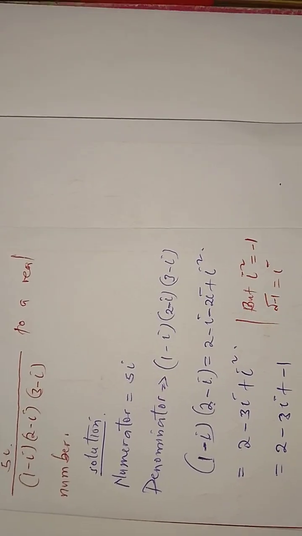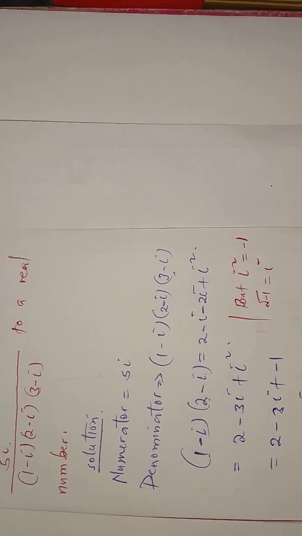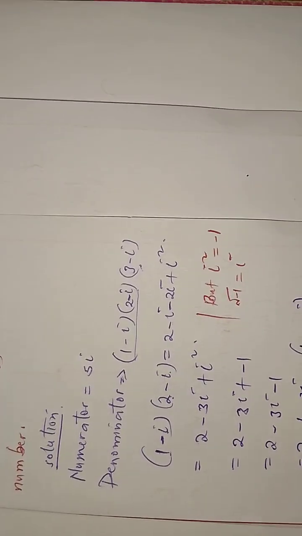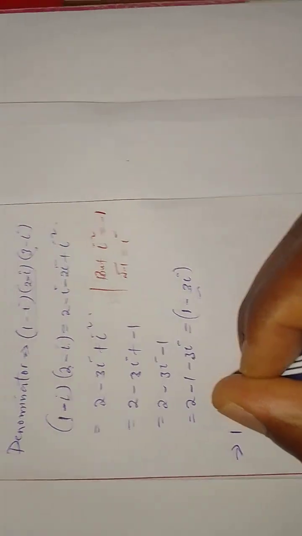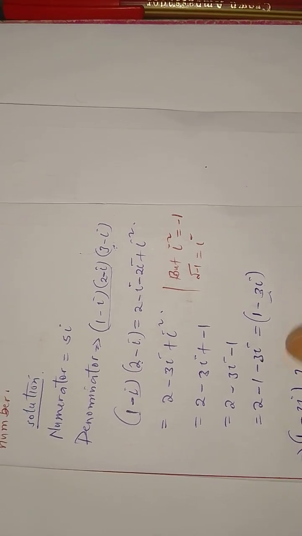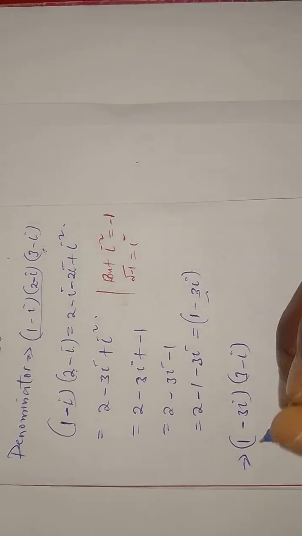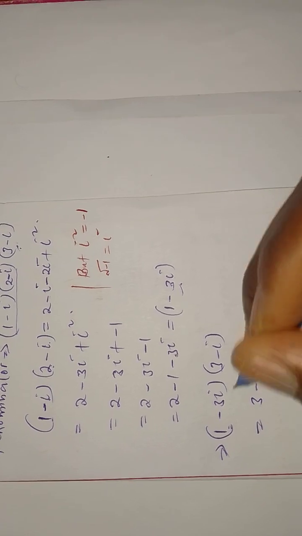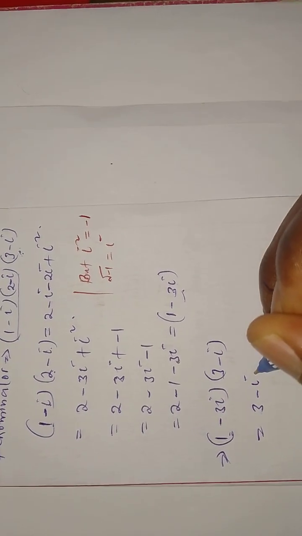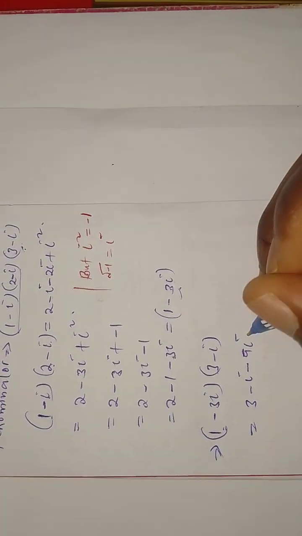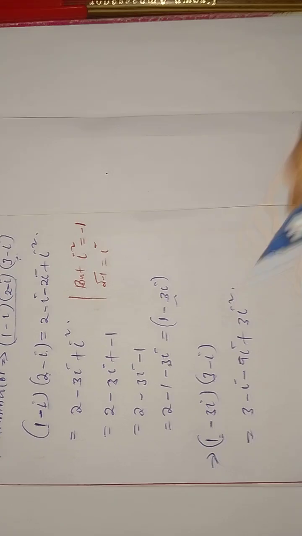Now we get the product of this, 1 minus 3i, times 3 minus i. We do the same. 1 times 3 is 3. 1 times negative i is negative i. Negative 3i times 3 is negative 9i. Then negative 3i times negative i gives a positive 3i squared.